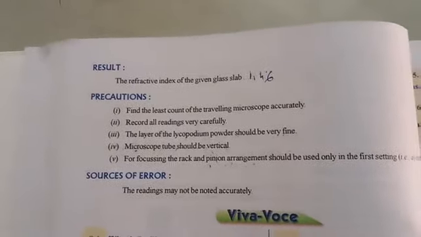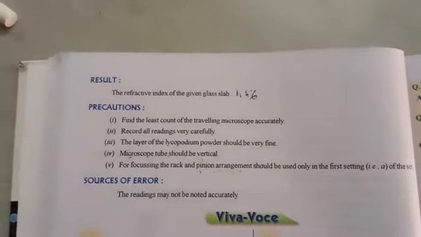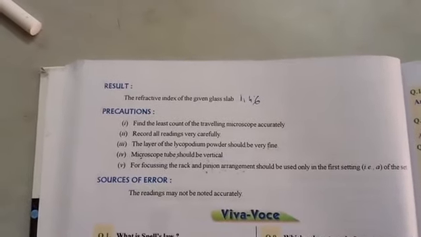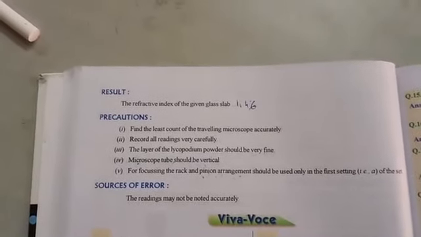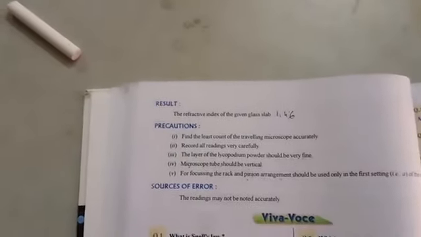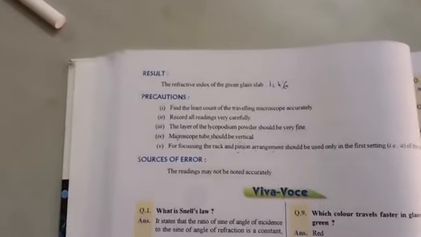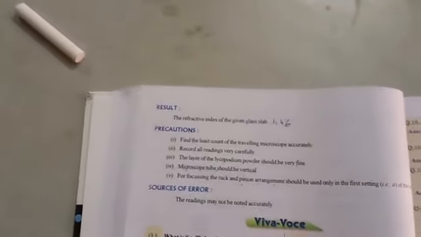Precautions: find the least count of the travelling microscope accurately. Record all readings very carefully, and the layer of the lycopodium powder should be very fine, and the microscope tube should be vertical. Okay, so these are all the precautions.